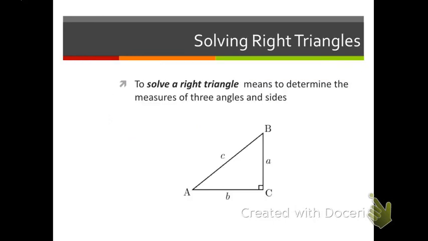To solve a right triangle, you need to find all 3 angles and all 3 sides. However, in order to solve, you need at least the fact that it's a right triangle, so that's one angle, and you need 2 other pieces of information. You would need 2 other sides, or a side and an angle. If you're given 2 other angles, you can't really figure it out. You need at least one side.